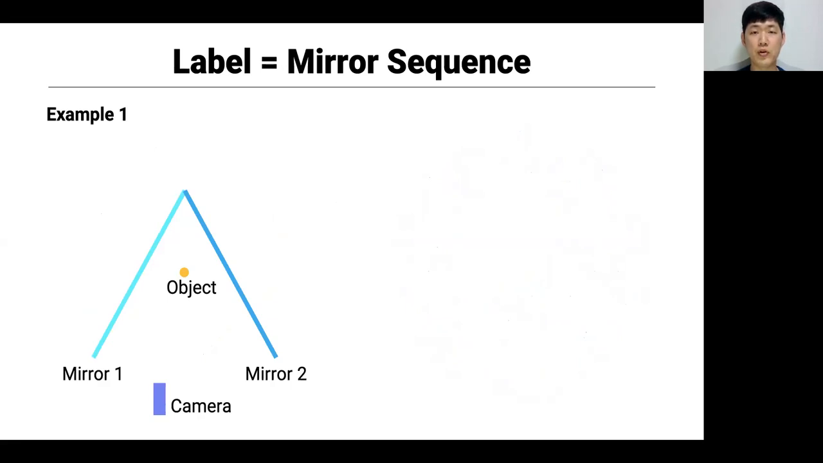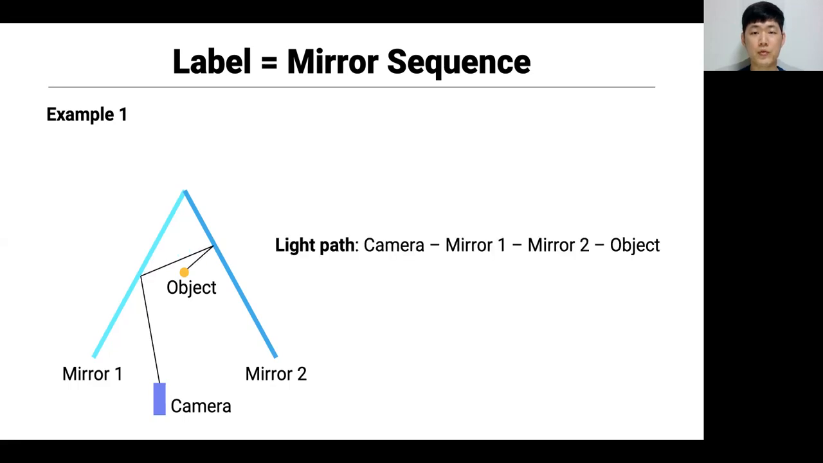Label is simply the sequence of mirrors that the ray back-projected from the pixel encounters before intersecting the object. For example, consider this 2D kaleidoscopic system with 2 mirrors and a camera. The light path of the back-projected ray starts from the camera and hits mirror 1 and mirror 2, and finally hits the object. In this case, the label of the pixel L becomes 1, 2, which is the mirror sequence the back-projected ray encounters.